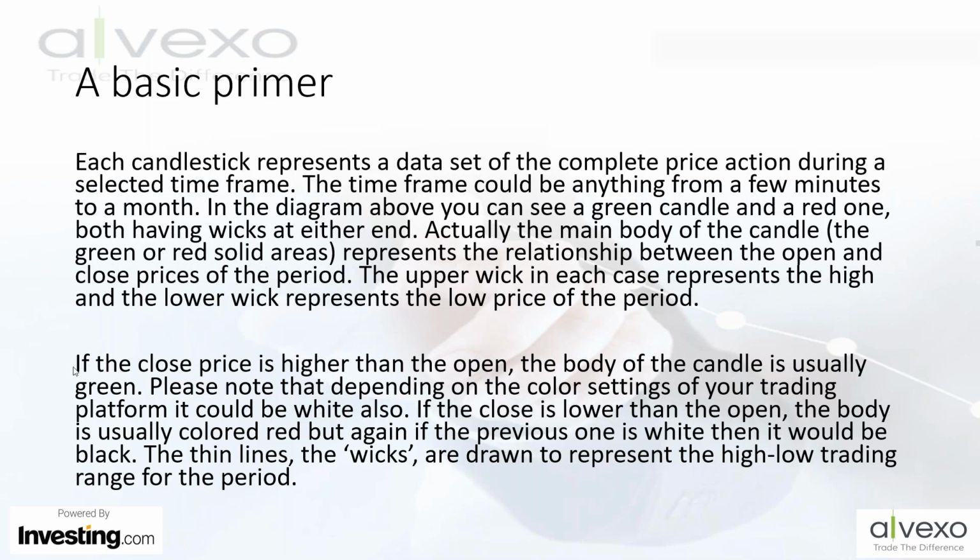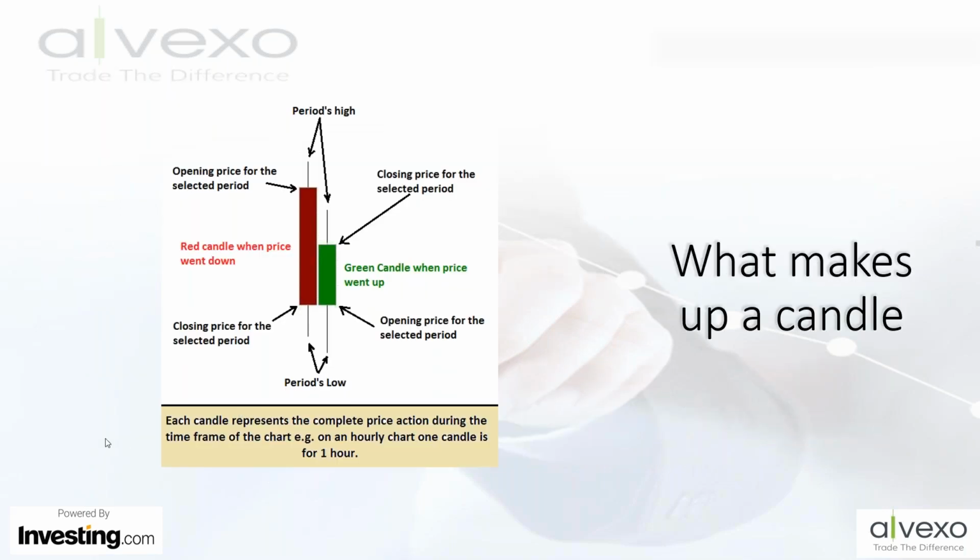Now, each candlestick represents a data set for the complete price action during the selected time frame. So a candlestick gives you 4 important pieces of information right off the bat. They give you the open, the high, the low, and the close. So what we do to make up each candlestick is, at the open of the time segment, we draw a line across.